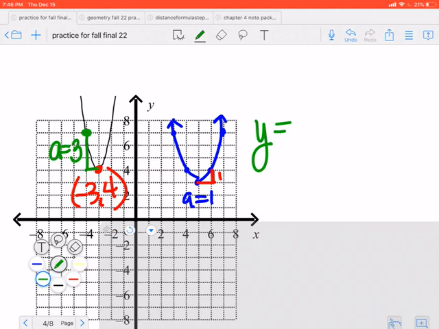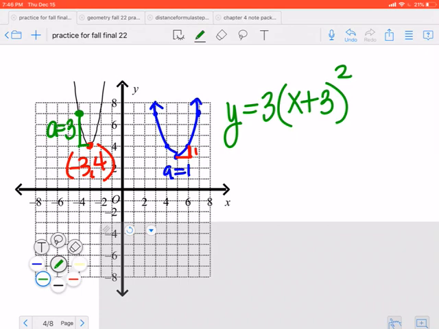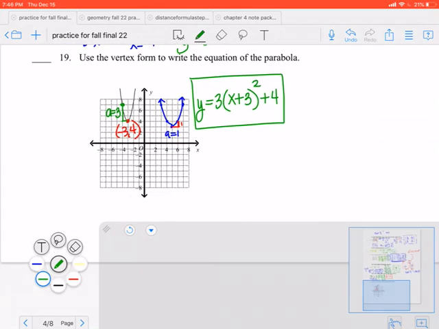Y, or f of x you could use, equals 3 times the parentheses squared. So it goes opposite same. So x plus 3 plus 4 on the outside. Vertex form for the parabola.